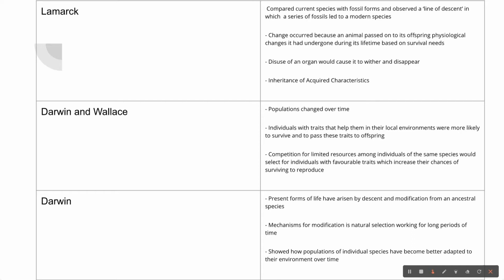Darwin and Wallace, so they worked together first. Populations changed over time. Individuals with traits that helped them in their local environments were more likely to survive and pass these traits to offspring. Competition for a limited resource among individuals of the same species would select for individuals with favorable traits, which increased their chances of surviving to reproduce.